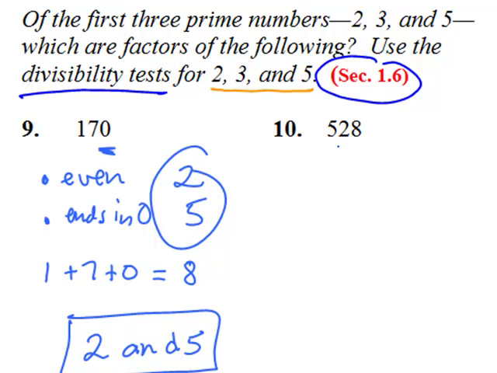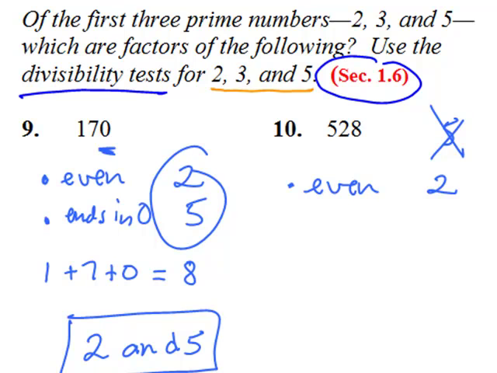For 528, right away we can eliminate 5 as being a possible factor because this number ends in 8, not 5 or 0. So 5 is out of the running. It is even, so that means that 2 is a factor.